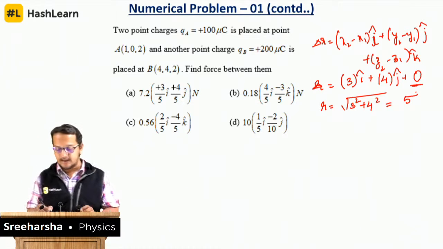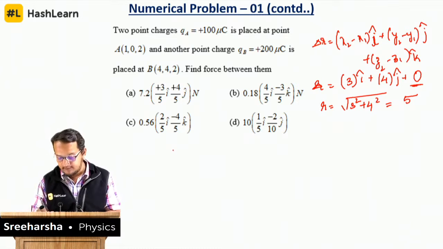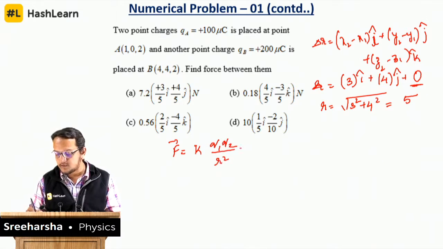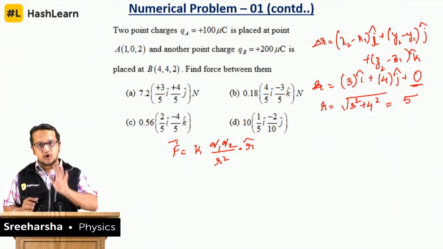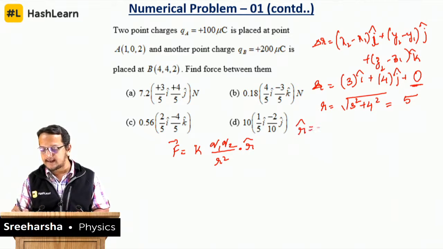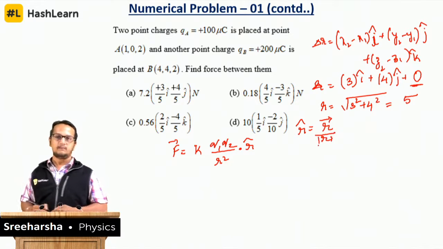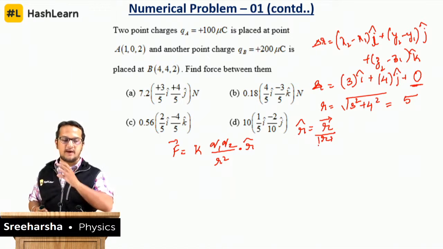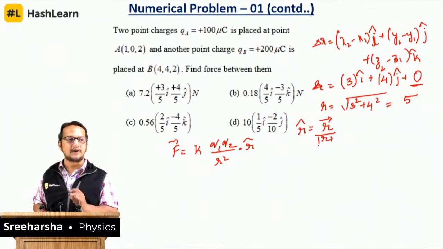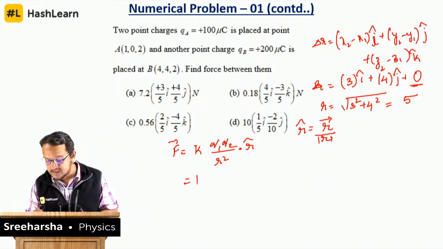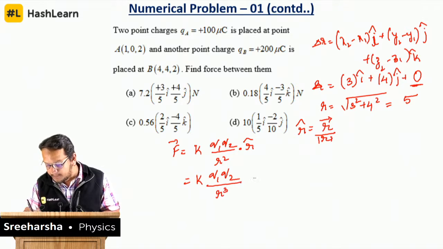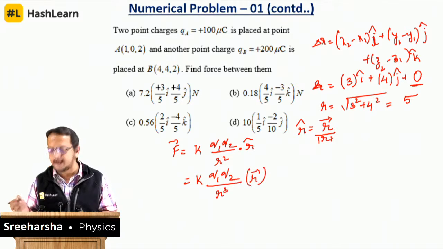Now coming to this, you will have the force, Coulomb's law in vector form: F equals k times q1 q2 by r square into r cap. We know that r cap, the unit vector, can be written as vector r divided by the magnitude of r. This can be written as what? Vector r divided by the magnitude of r. So this becomes k times q1 q2 by r cube into r vector.